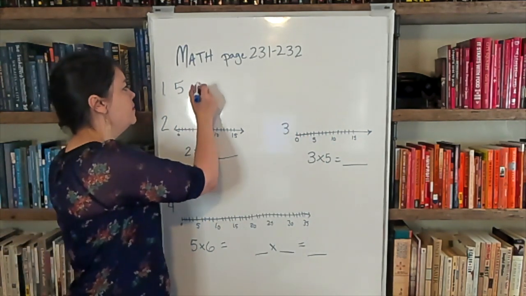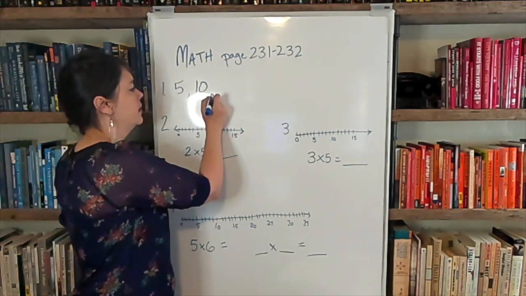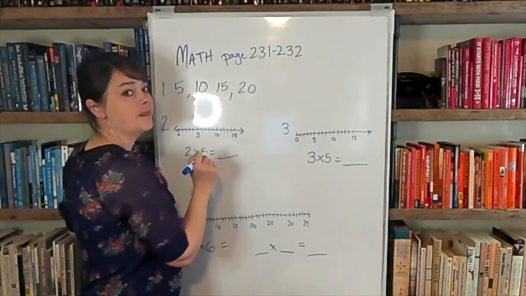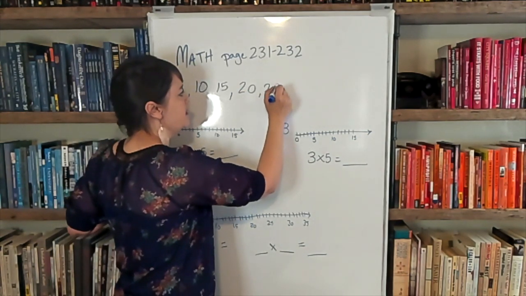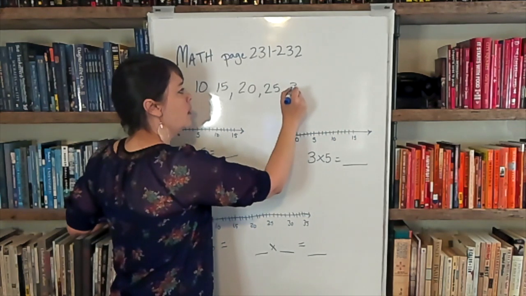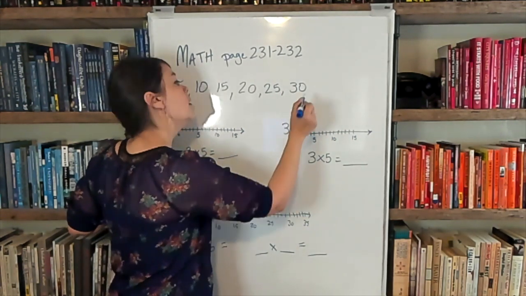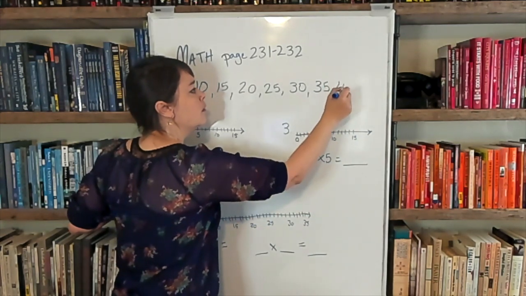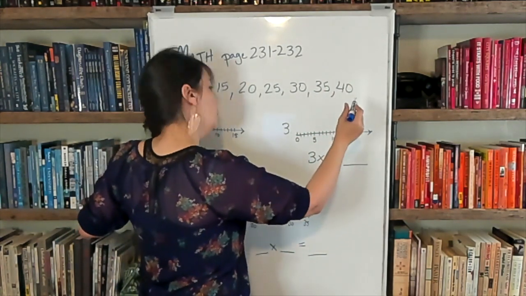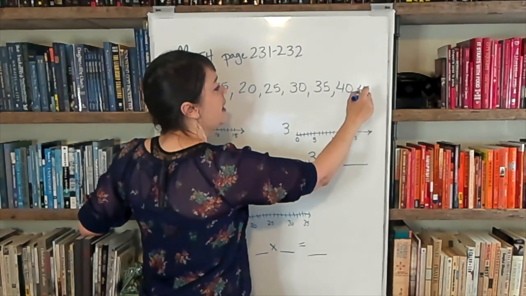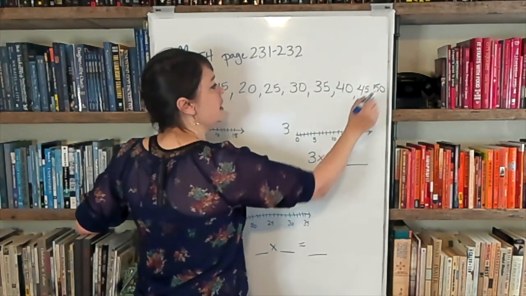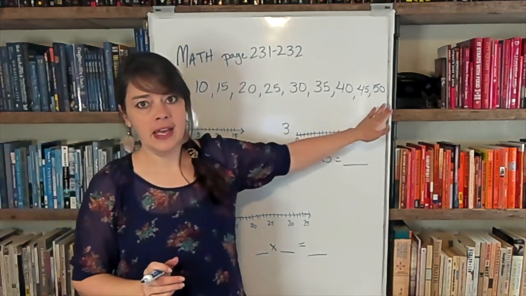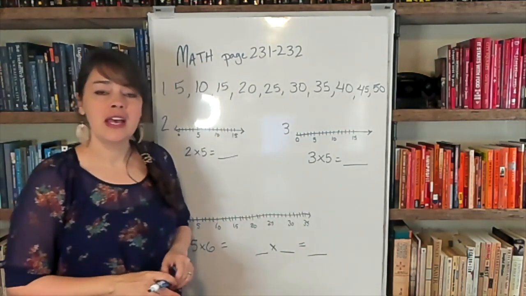We say 5, 10, 15, 20, 25, 30, 35, 40, 45, 50.